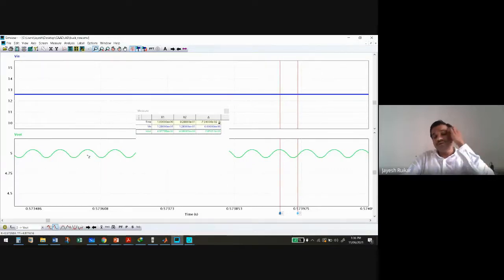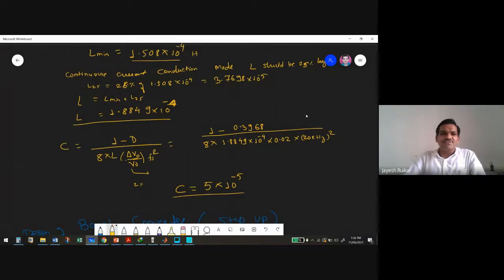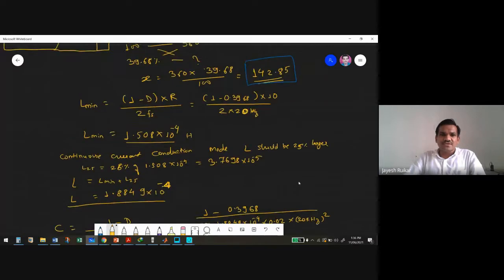If you want to minimize the ripples, if you want a straight line, then you can increase the value of capacitance, and the ripples will be less. But we have considered 2% ripple here. In some books you can find it is below 4% or even 5%. So that is all about your buck converter.